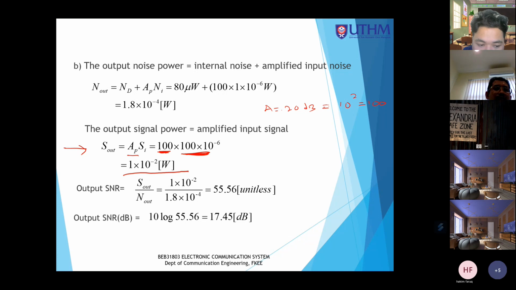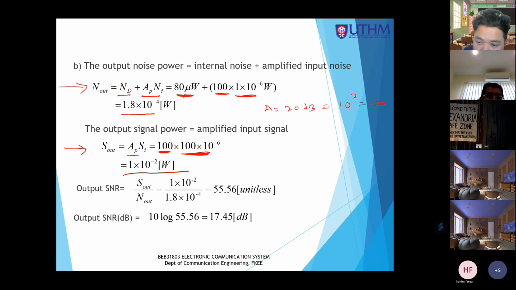Okay, what about the output noise? Output noise adalah bersamaan dengan internal noise, ND, plus gain multiplied with the input noise. So 80 microwatt from the internal noise plus A times NI. So this is the gain multiplied with the input noise. Input noise power, so how much? So we get 1.8 times 10 power of minus 4 watt.